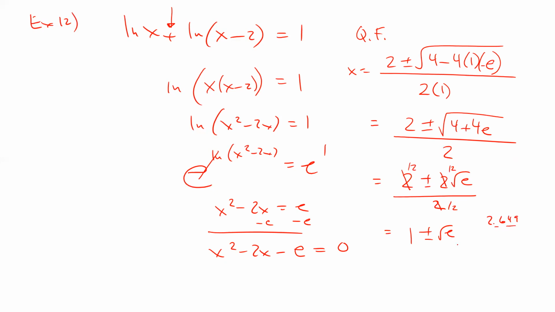2.649. Okay, keep that up. And then what is 1 minus root e? Negative 0.649. Okay. All right, so let's talk about this. Can't use the second one because it's a negative, right? If I were to plug in a negative 0.649 into here, so we reject it. Does the 2.649 work?